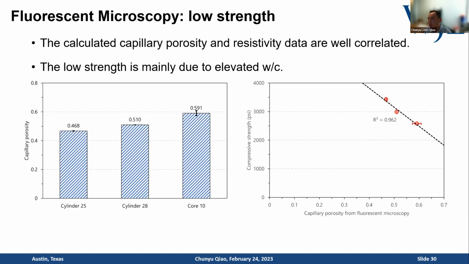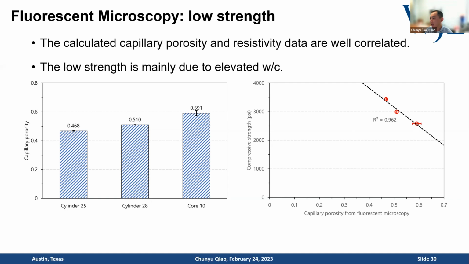So after we calculate the apparent capillary porosity using image analysis from the grain color image, we can see different numbers here of these capillary porosities. They are not real capillary porosities. I would rather call them apparent capillary porosities, just calculated from the fluorescent microscopy. So you can see those numbers correspond really well with the strength loss, which is understandable.